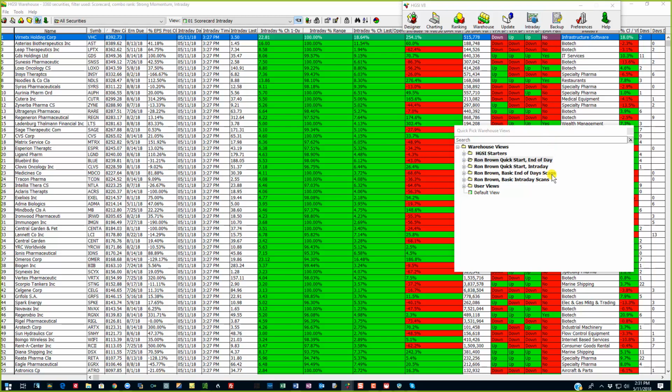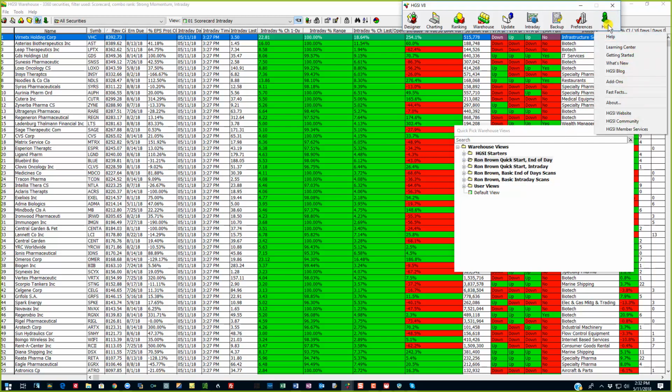Now, I am constantly making slight modifications in these, not so much in the filters, but in the way the warehouse views appear, because I'll look at them and they don't give me the information that I want. So I'm always making changes. So even if you downloaded these files in the past, I want you to go in and do an update. And the best way to do that is to open up HGSI.